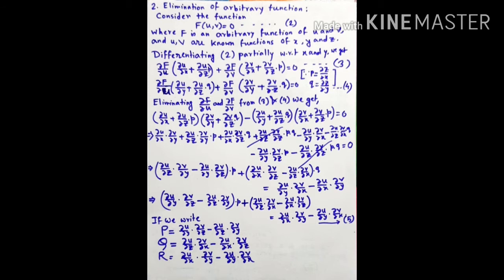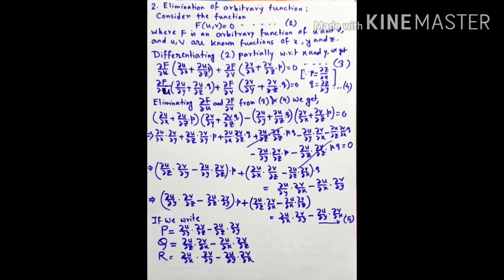Now we take the function F(u, v) = 0, where capital F is an arbitrary function of u and v, and u and v are known functions of x, y and z. We know that here z is a dependent variable on x and y, and the independent variables are x and y. So here F(u, v) = 0, we write this as equation number 2.